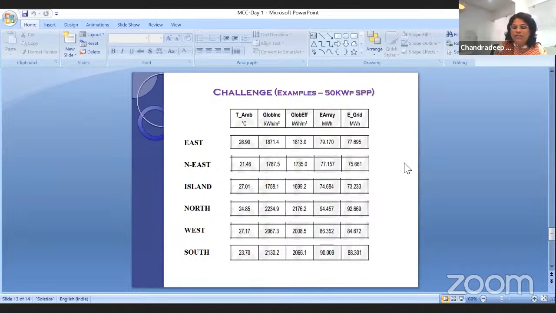As solar is totally nature dependent, this fuel is totally nature dependent, we should consider the climatic parameters while designing. This is just an example to show you that we are investing the same amount, the same kilowatt power plants, even the same company, but generation is changing according to the zones. Hope this is clear.